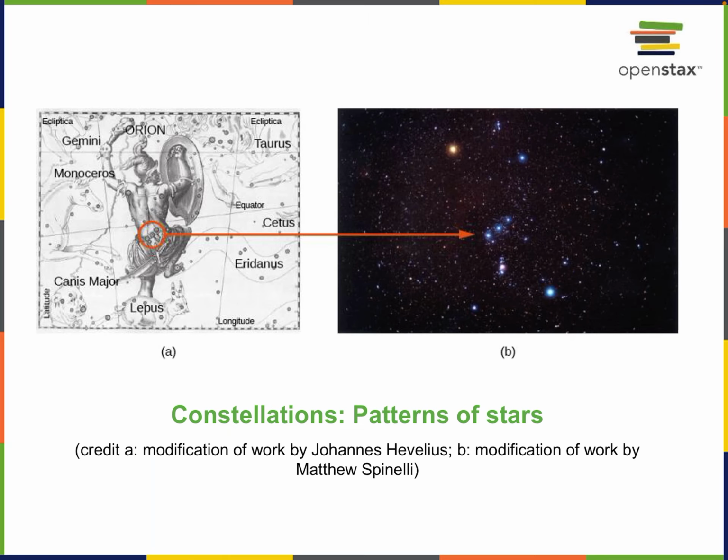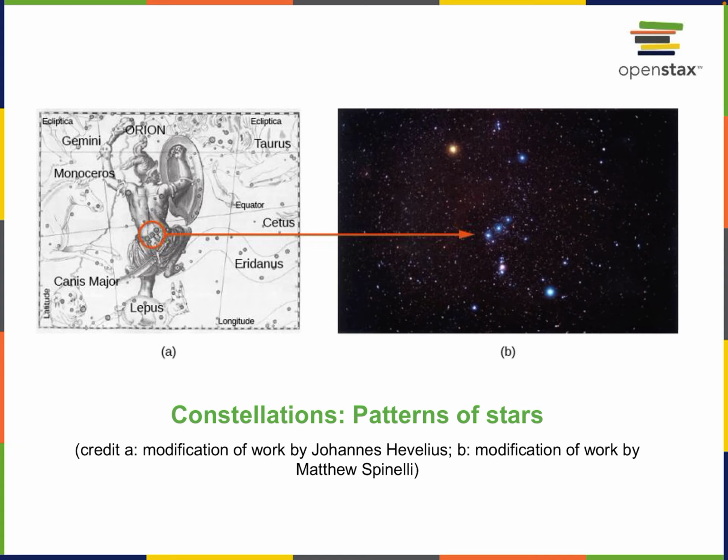In every part of the world, people have connected stars together to form imaginary patterns called constellations. Different societies have come up with different constellations. Modern astronomers have adopted constellations from ancient Greeks, many of which go back much further to ancient Babylonia.